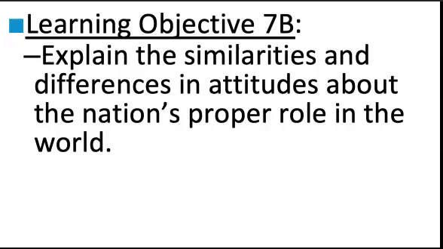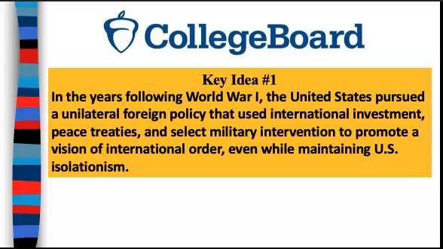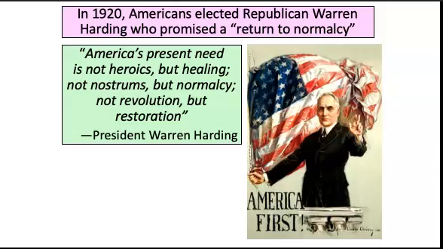Our key idea that we're going to start off with today, key idea 1, says, in the years following World War I, the United States pursued a unilateral foreign policy that used international investment, peace treaties, and select military intervention to promote a vision of international order, even while maintaining U.S. isolationism.